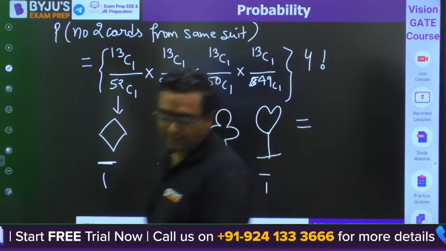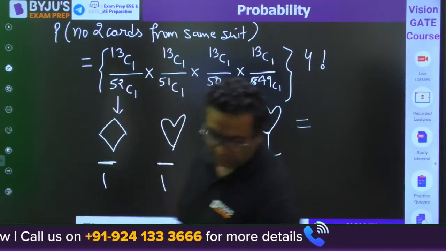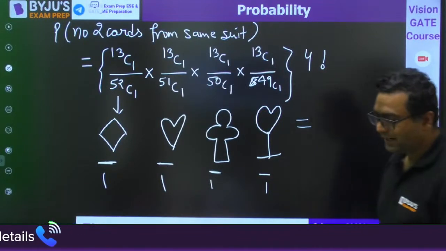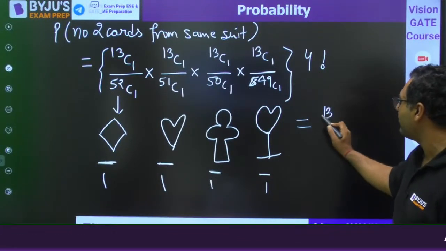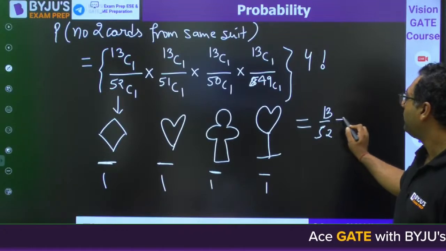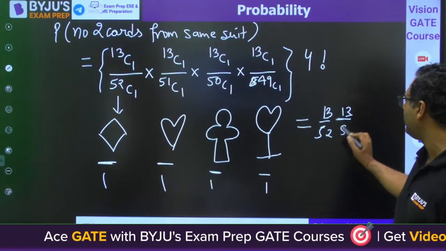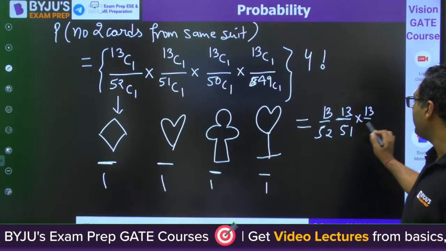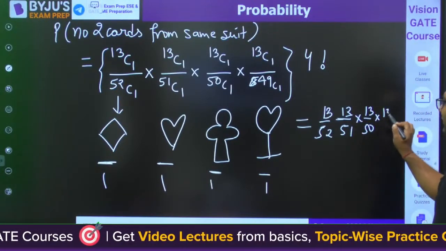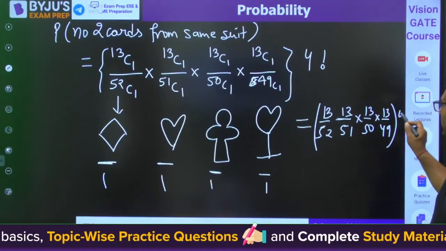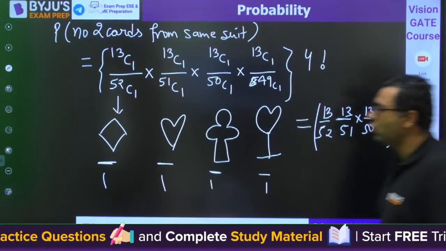Can you tell me what you are getting as answer? I have not calculated the final calculation. I have calculated like that only. So can you tell me what would be the answer? 13 by 52 into 13 by 51, 13 by 50, 13 by 49, into 4 factorial. You can solve and get the answer.